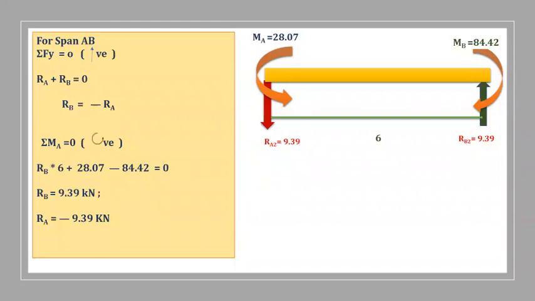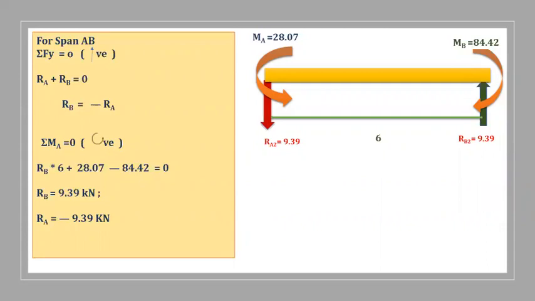Is it understood by everyone? If I want the final support reaction, we will add RA1 plus RA2. Why? Because our diagram is divided into two parts. If I want the initial diagram, I add the values in the second portion and the third portion, the two values, and I will get the initial diagram.